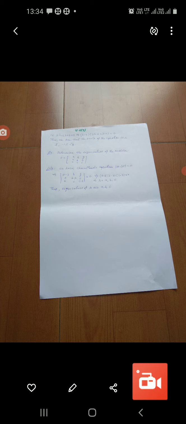And if you solve this determinant, then you will get (a minus λ)(b minus λ)(c minus λ) equal to 0. This implies that λ is equal to a, b, c. That means the eigenvalues of matrix A are a, b, c. Okay, so these are very simple theorems and examples, but very important.